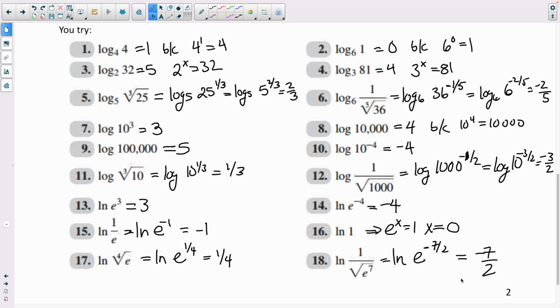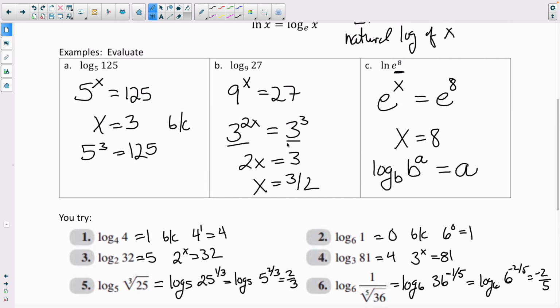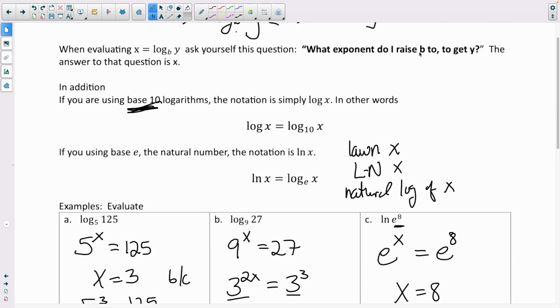And that's how you evaluate simple logarithms. You have to ask yourself, what am I raising the base to get y? When you read a logarithm, you're asking yourself, what exponent do I raise b to get y?